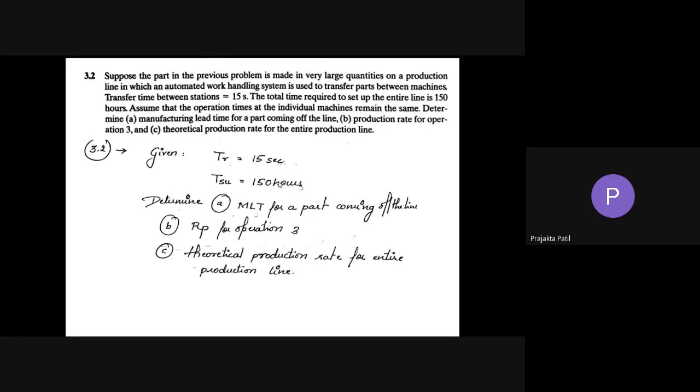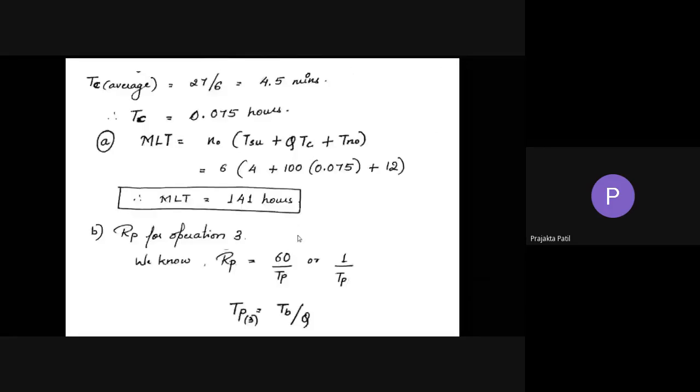You have to find MLT, you have to find what is RP for the third operation, and theoretical RP for the entire production line. When I say RP for operation number 3 here, again you have to refer to the data in this table. So if you want, you can just write down this table.